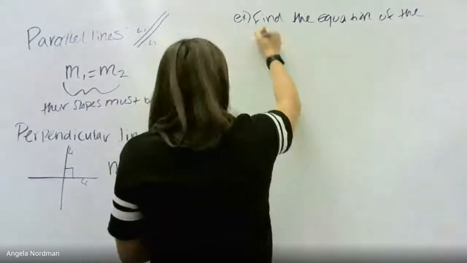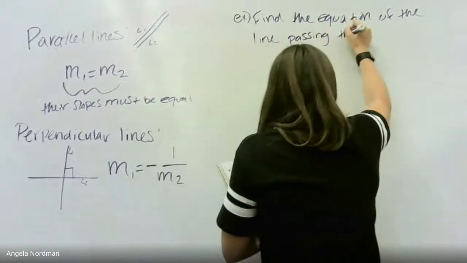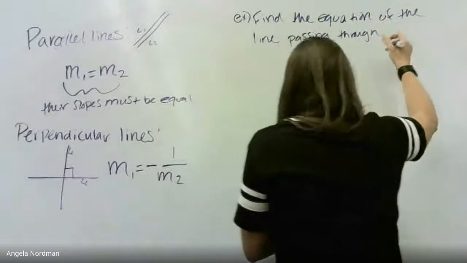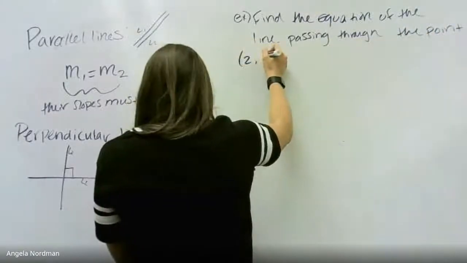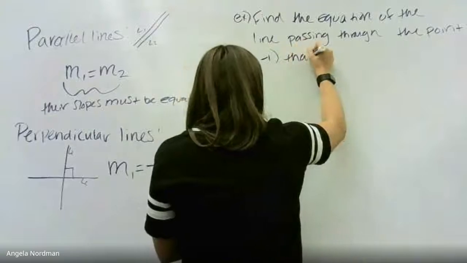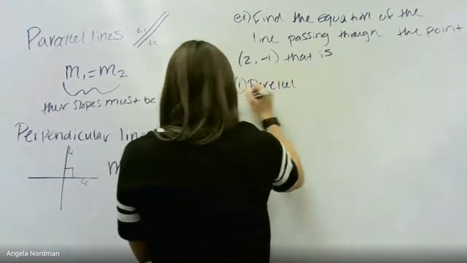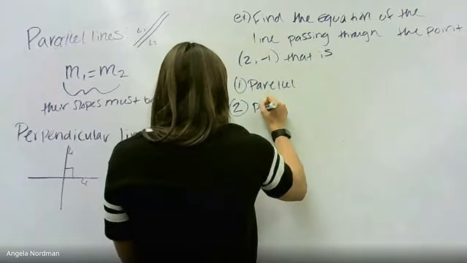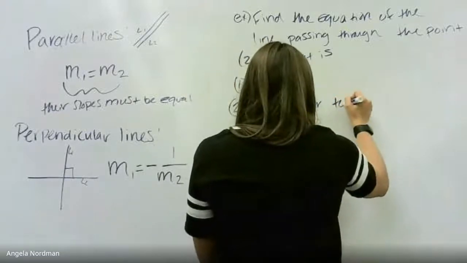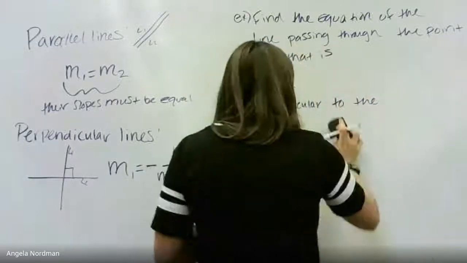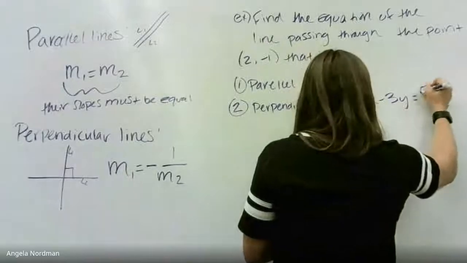Find the equation of the line passing through the point (2, -1) that is parallel to, perpendicular to, 2x minus 3y equals 5.